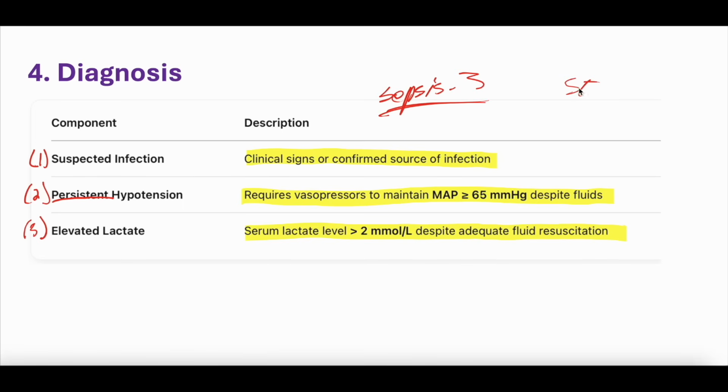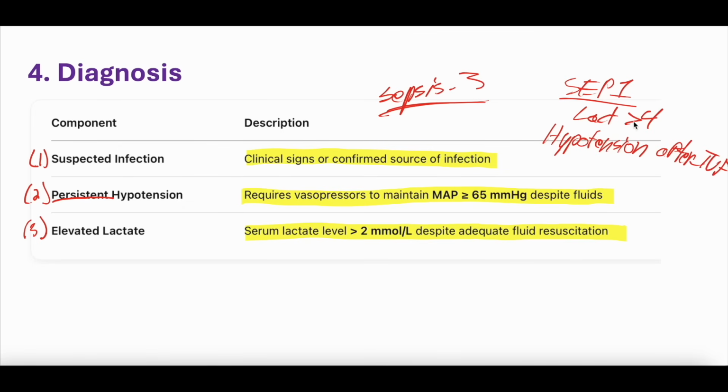There's still kind of SEP-1 guidelines that we talk about too, and SEP-1 is just a lactate of greater than 4, independent of whether someone got fluid, or hypotension after fluid. So persistent hypotension defined as a MAP of less than 65 after IV fluids.